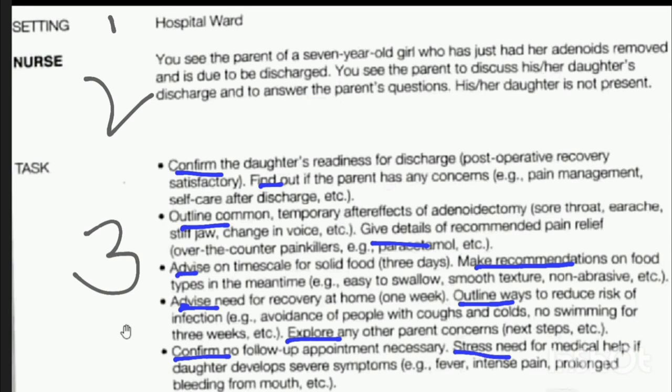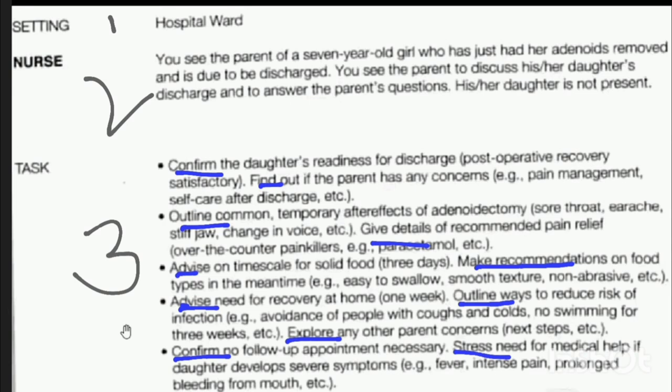So like this, the patient's mother has a concern regarding the diet, what type of food she should give to her daughter after the surgery. So then the nurse will say, like three times, make recommendations on food types in the meantime. Example is easy to swallow, smooth texture, non-abrasive, etc. So this is the task, and we can construct the sentence like this.